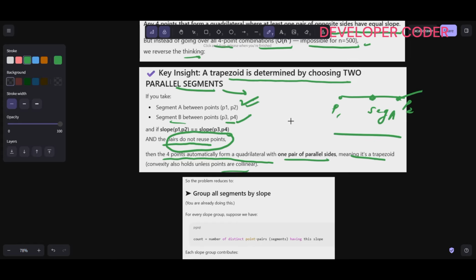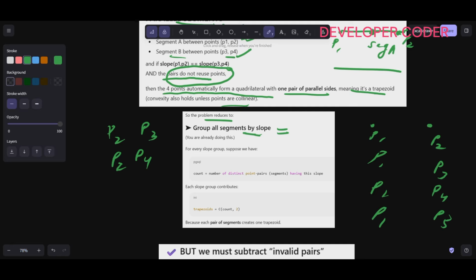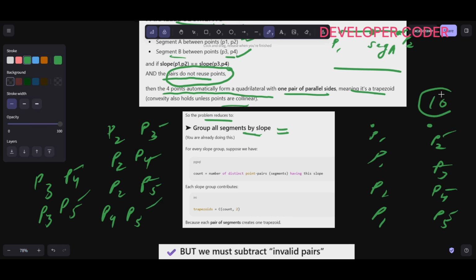Okay, so let's see what we need to do here. This problem reduces to grouping all the segments by slope, right? For all the different segments we can form, a segment is nothing but the combination of 2 points: P1 P2, P1 P3, P1 P4, P1 P5, then maybe you select P2 P3, P2 P4, P2 P5, then you move to P3 P4, P3 P5, and then P4 P5, right? So here 1 2 3 4 5 6 7 8 9 10. Okay, 10 I am discussing here actually.